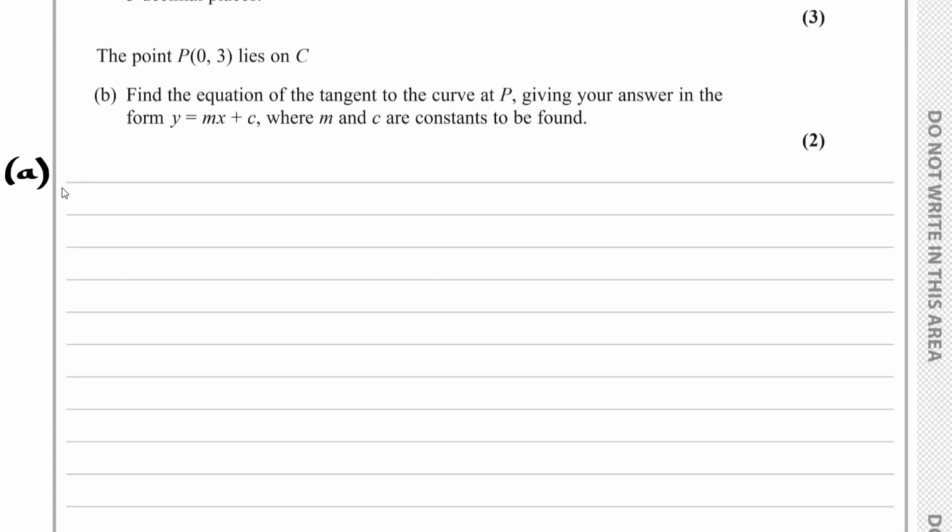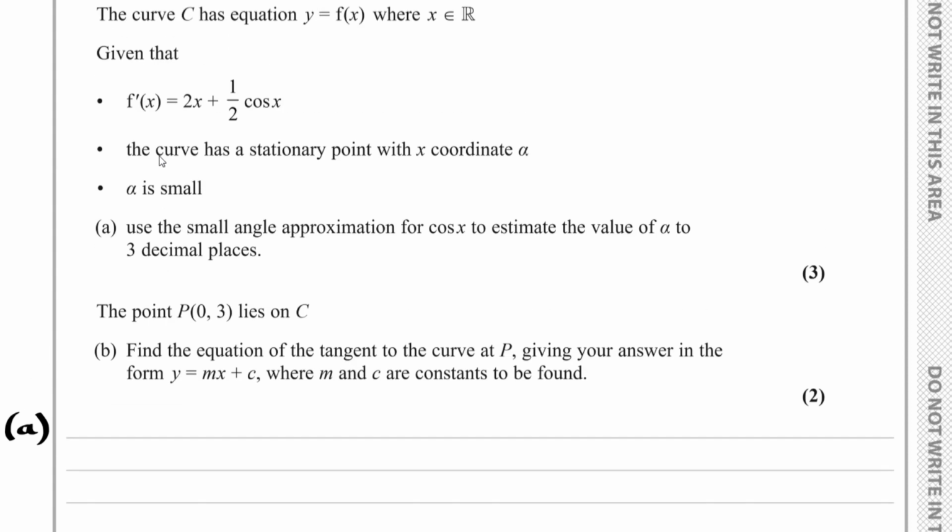For part A, because we have a stationary point, we have to set f dash of x equal to 0. And we have a stationary point at x equals alpha, so we have f dash of alpha equals 0. So we have to set the 2x plus 1/2 cos x equal to 0 with x equaling alpha. So we have 2 alpha plus cos alpha over 2 equals 0. And at this point we need to use the small angle approximations.